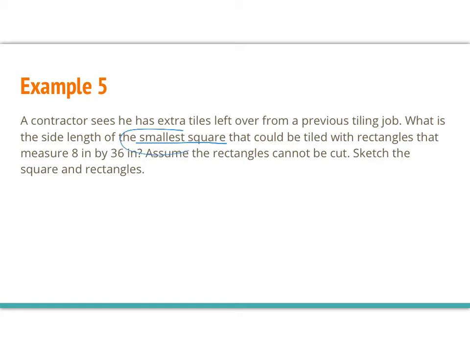So smallest should be your cue that we are looking for the lowest common multiple between 8 and 36. Okay, so we can make a list, or we can use our prime factors and find the lowest common multiple that way. I'm going to do prime factors because I think that often it is the trickiest for kids, so we'll do it that way.